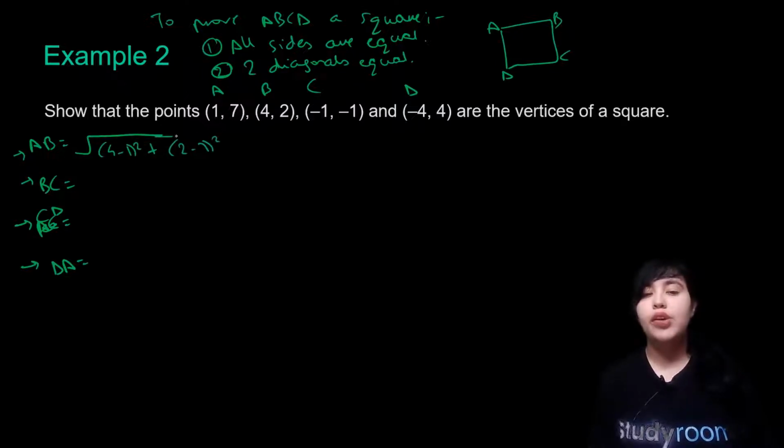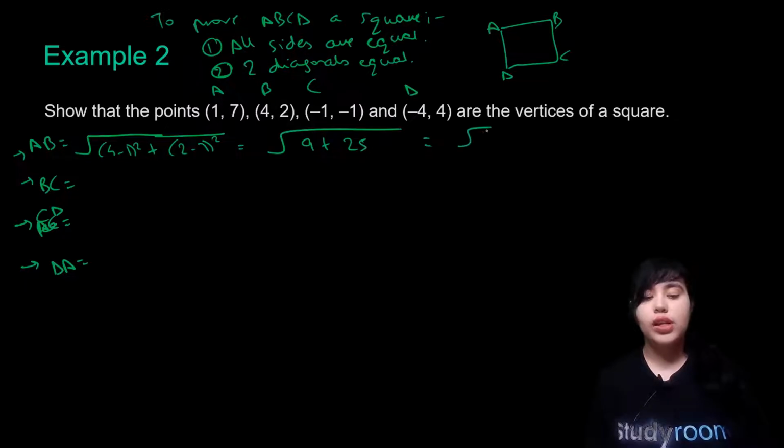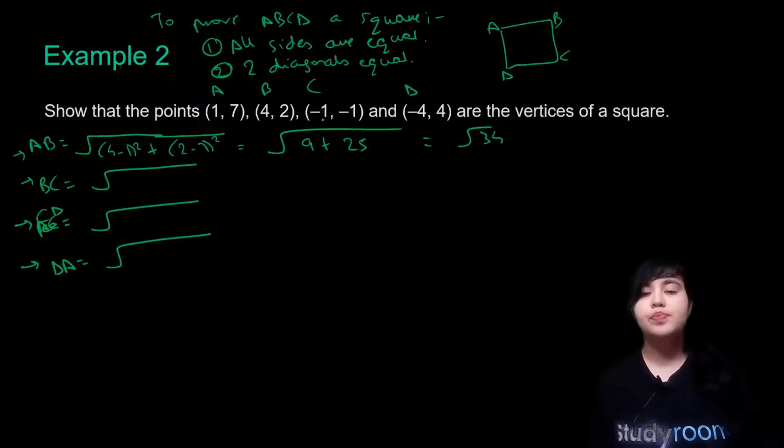You have to take the corresponding x and y coordinates only, okay? Don't make a mistake there. So 3 square is 9, 5 square is 25. So here you get root 34. Then similarly find BC, CD and AD and tell me the answer.